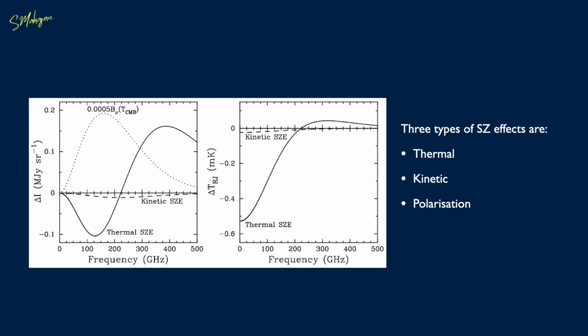The SZ effect can be divided into different types. Thermal effects, where the CMB photon interacts with the electrons that have high energies due to their temperature. The kinematic effects, which are a second-order effect where the CMB photons interact with electrons having high energies due to their bulk motion, and polarization.